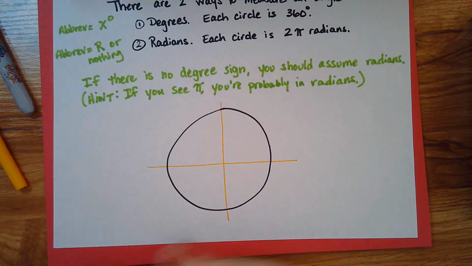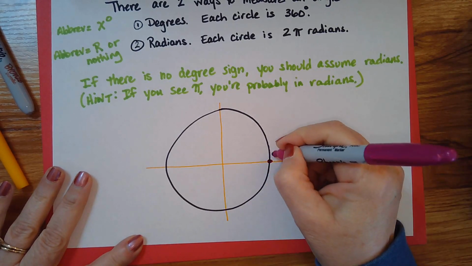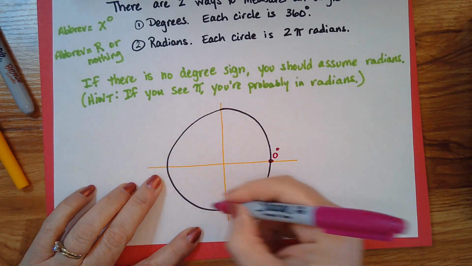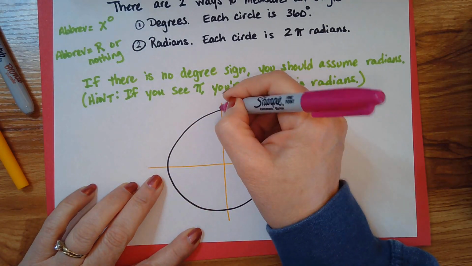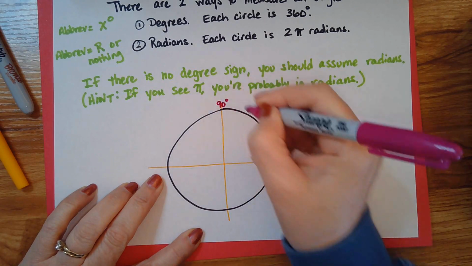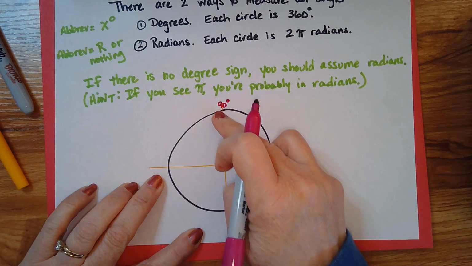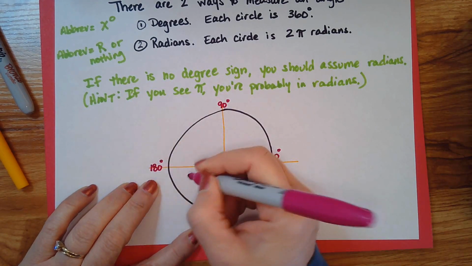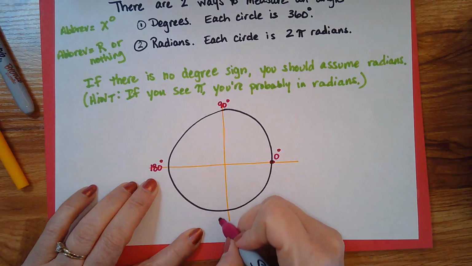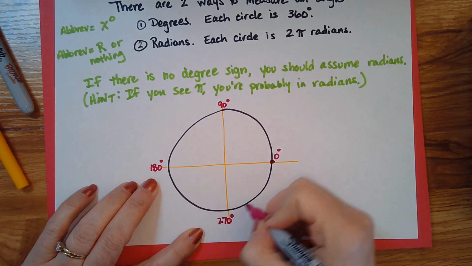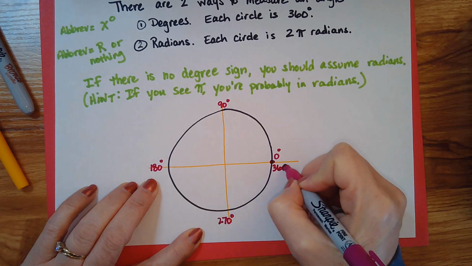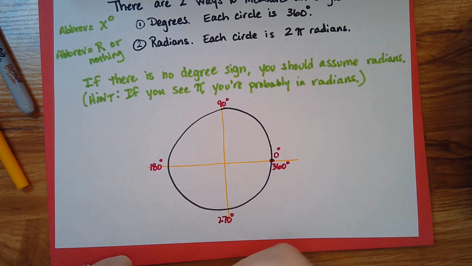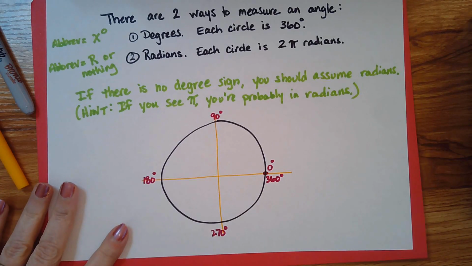So let's say that we were to start right here at 0 degrees, and we were to go around the circle. So we were to go to here, this would be a 90-degree angle. If I were to stop right there, that angle would be 90 degrees. If I were to keep going, I would get to 180 degrees. If I were to go even farther, I'd get to 270 degrees. And then if I completed the entire length around the circle, that would be 360 degrees. Okay, so far, so good.